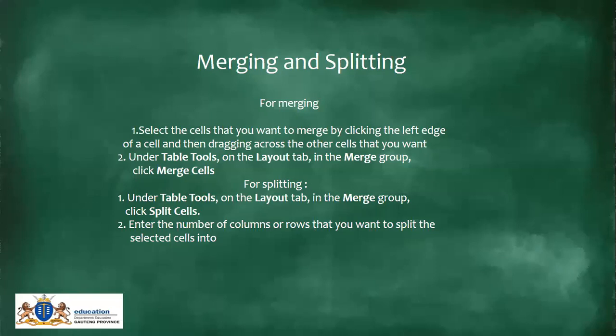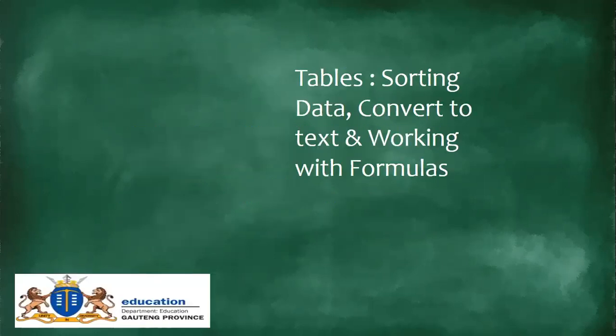For splitting the table, it is the same thing: on the Layout tab, in the Merge group, click Split. Enter the number of columns or rows that you want to split the selected cell into. What you see is what you get. Table sorting, I've covered that already. Now we have to talk about the formulas.